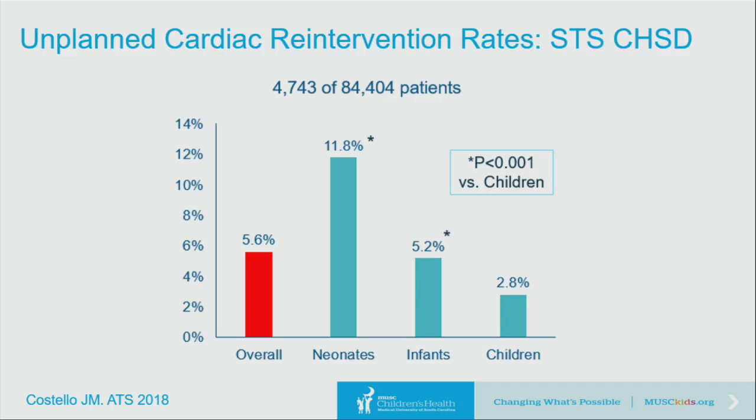So I was fortunate to be part of a study where we recently looked at residual cardiac lesions after pediatric cardiac surgery in a cohort of over 84,000 patients whose data were available in the Society of Thoracic Surgeons Congenital Heart Surgery database. We defined unplanned cardiac reintervention in the study as either a transcatheter intervention or an unplanned cardiac reoperation before the patient went home from the hospital after that index cardiac operation. And we found that nearly 6% of all patients in the STS database underwent an unplanned cardiac reintervention. Not surprisingly, they were more common in neonates than in infants and older children.